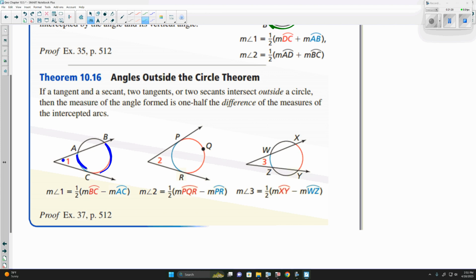And the bigger is always going to be the arc that is farthest away from the angle. Because as two lines go away from each other, they're going to get wider apart, so the arc should be bigger. Now, it doesn't matter which setup we have of these three here, it will give us the same result.